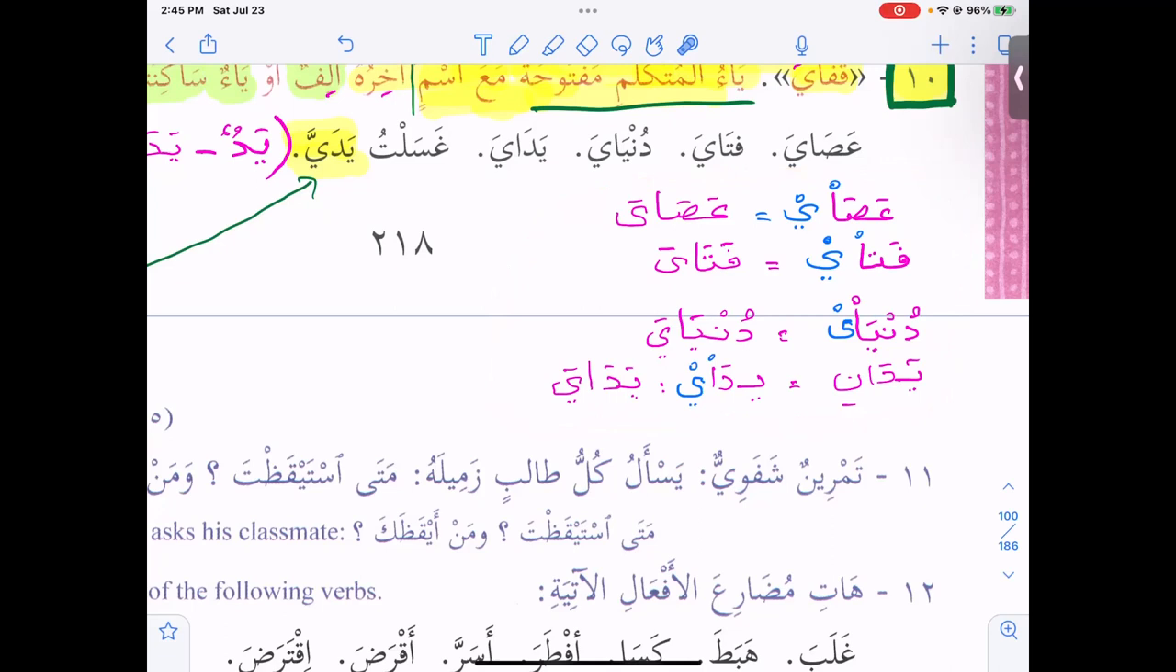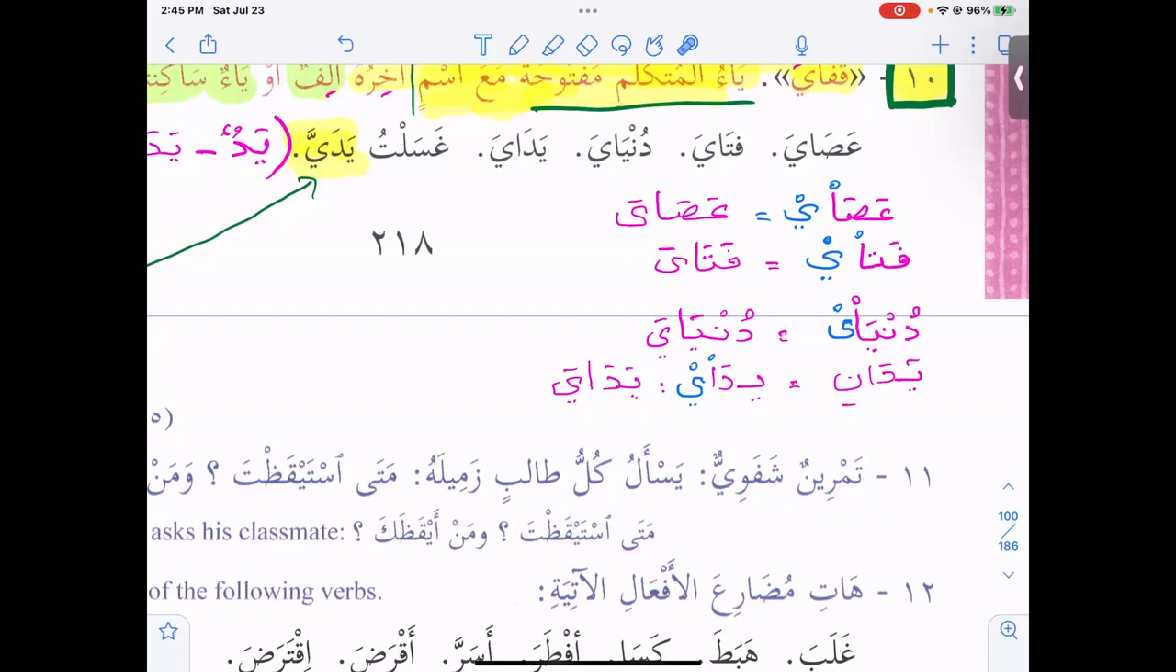So dunya, my dunya. Hands, yadani, we have two hands. Singular is yadun, one hand. Yadani is two hands. And now you put ya mutakallim as a mudaf ilayhi. These are all mudaf ilayhi. Remember, they are all mudaf ilayhi. So yadani, at the end, there is a noon. Yadun, yadani, dual.